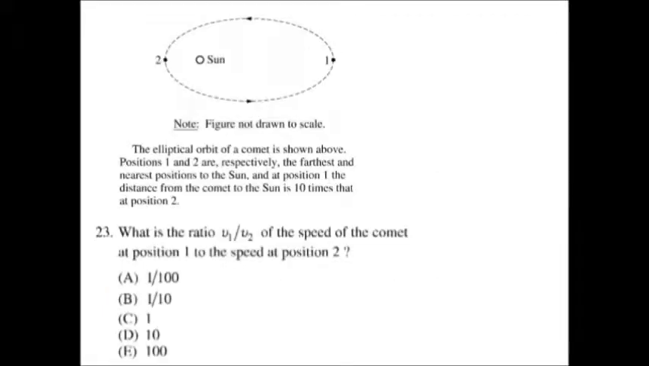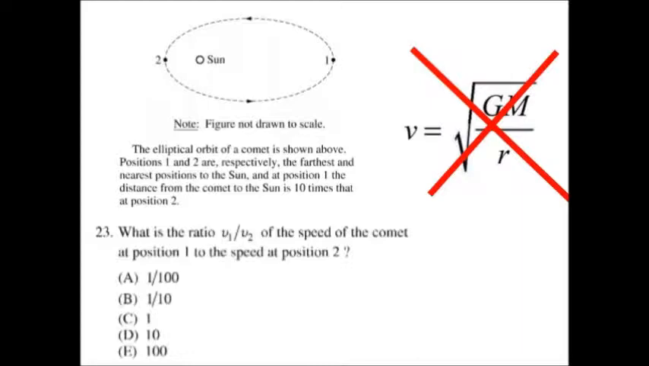The elliptical orbit of a comet is shown above. Positions 1 and 2 are respectively the farthest, the aphelion, and the nearest, the perihelion, the nearest position to the Sun. At position 1, the distance from the comet to the Sun is 10 times that at position 2. What is the ratio of v1 to v2, the speed of the comet at position 1 to the speed at position 2? You might think about using this equation here for velocity. Fight that temptation. That equation is no good for velocity in this case.